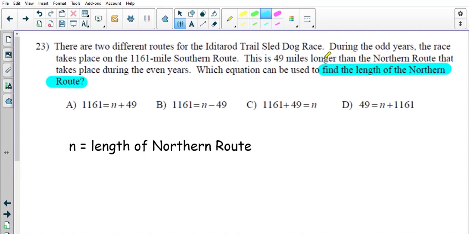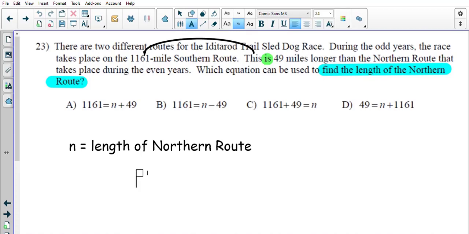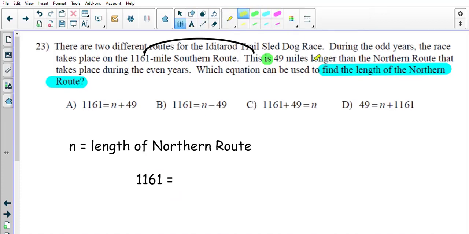So we know here that the 1,161-mile southern route is, so again, this, you're going to see that multiple times, refers to the 1,161-mile southern route, is represents our equal sign. I'm going to just highlight this in green. So 1,161 equals, let me go ahead and type that, 49 miles longer than. The phrase longer than is going to indicate addition. Plus sign here. So we've got 49 plus.